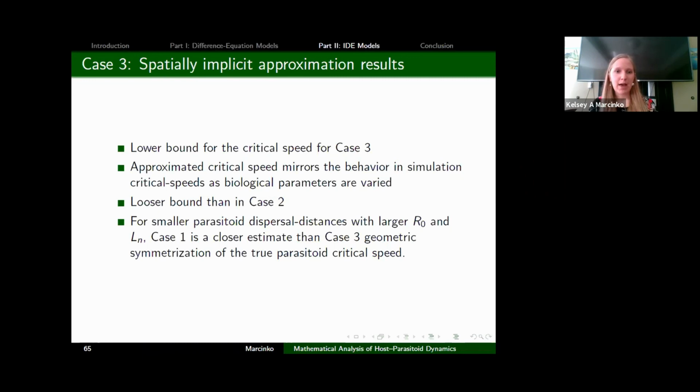And then comparing case 3 and case 1, I saw that for smaller parasitoid dispersal distances with larger R0 and larger host patch length, case 1 was actually a closer estimate than case 3, geometric symmetrization, of the true parasitoid critical speed. And so case 1 was kind of a preferable approximation under certain conditions.